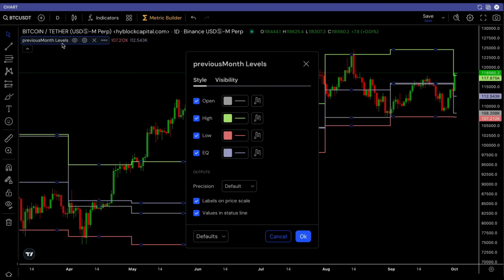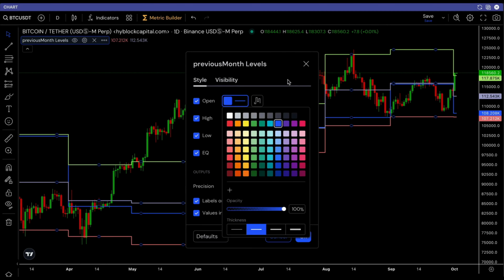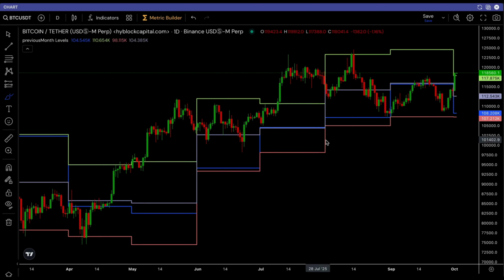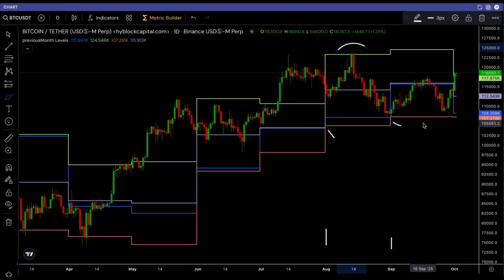Finally, the previous month levels, calculated from the prior month's price action. These highlight larger structural zones in the market. Institutions and positional traders often reference them to build a macro trading bias.